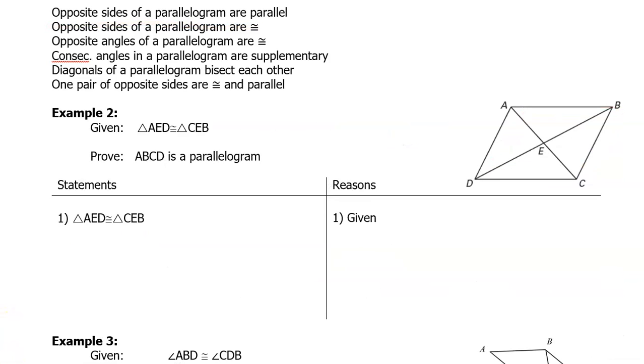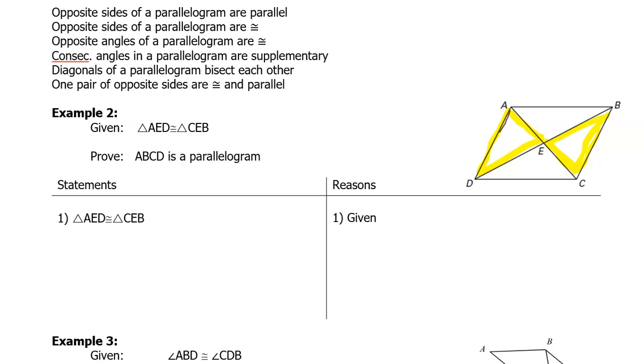For the next proof, we are given that triangle AED is congruent to triangle CEB. So now, again, we're given congruent triangles. So I'm most likely going to be using CPCTC. And I'm going to highlight the triangles that are actually congruent. So it's AED, so it's this. So AED and CEB, so that's CEB is here. Okay, so it's these two triangles I know are congruent.